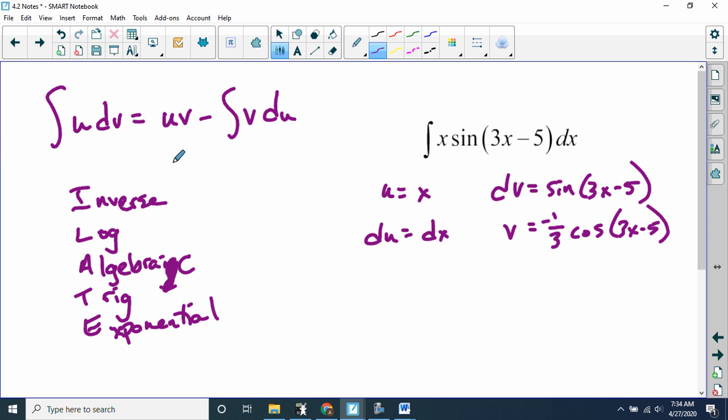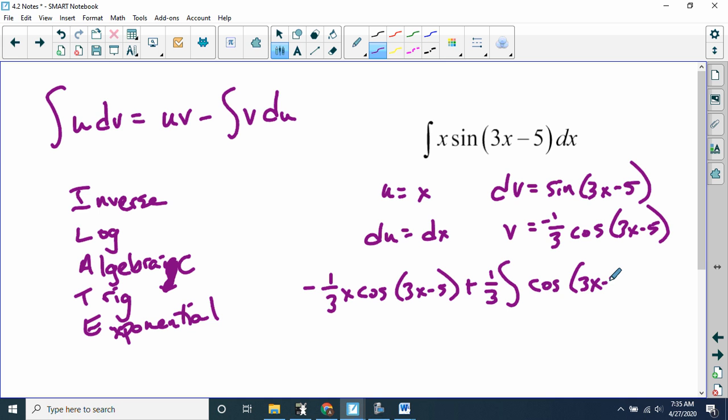So the integral of u dv is u times v, so x times negative 1/3 cosine of 3x minus 5. Minus the integral of v du. So I'm integrating this times dx. I can move the negative 1/3 out front. The integral of cosine of 3x minus 5, again, we need to u substitute. You'll wind up with plus 1/9 sine of 3x minus 5.